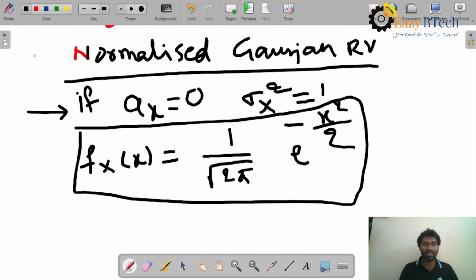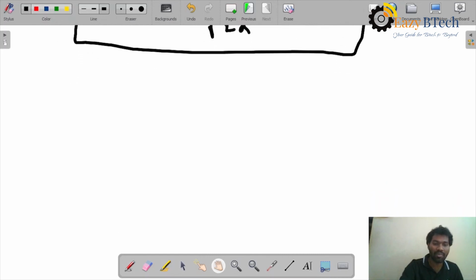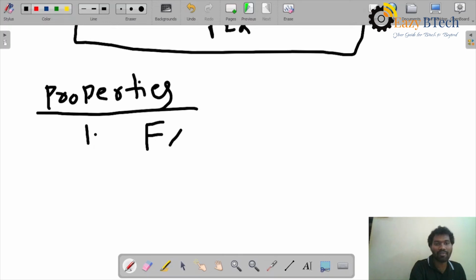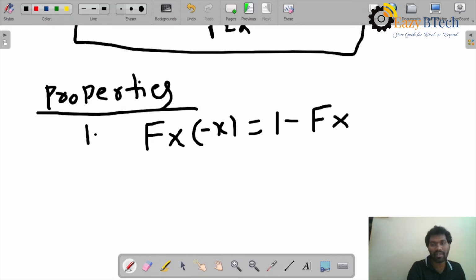So in the exam, if they ask you what is a normalized Gaussian random variable, you have to apply ax equal to 0 and sigma x square equal to 1 to the basic Gaussian random variable function. Now coming to the properties. There are two properties for a Gaussian random variable. The first one: Fx of minus x equal to 1 minus Fx of x.